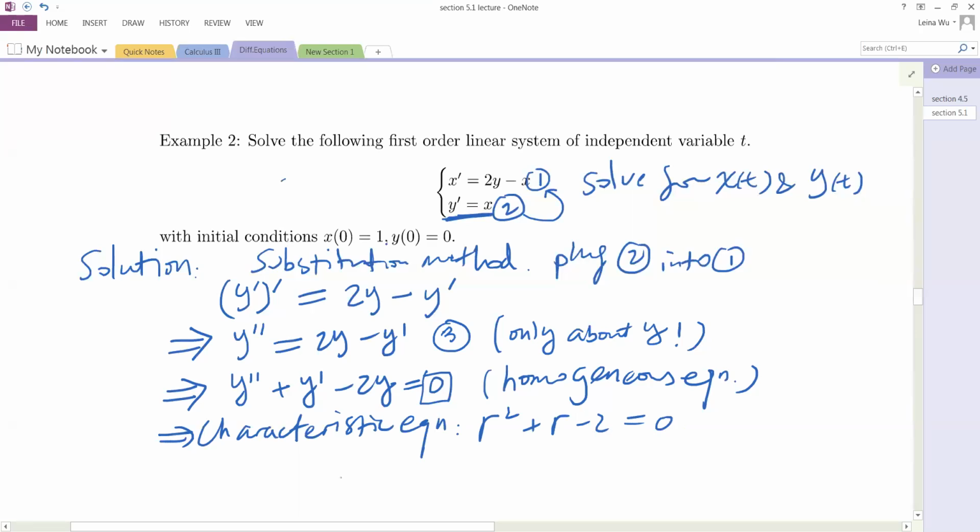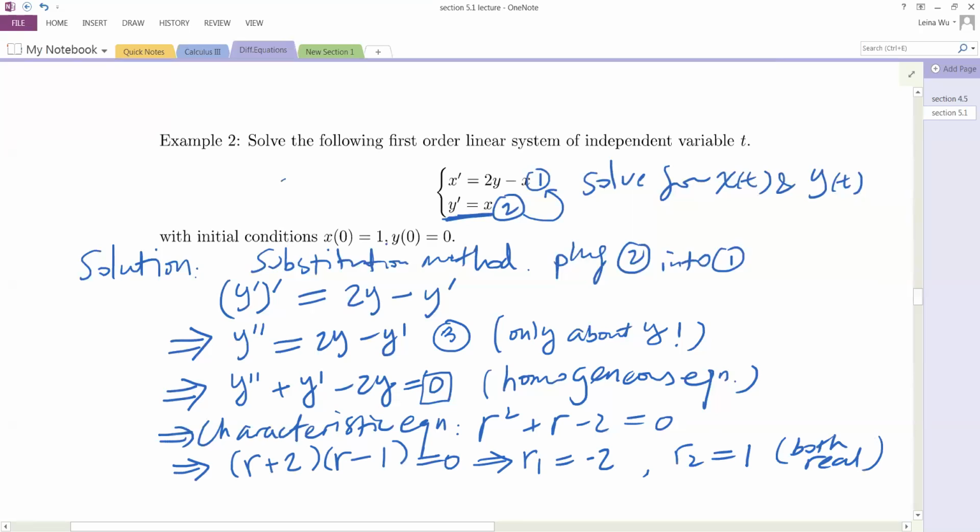Is this easy to solve? Yes. Factorization, right? You can factor it into 2 and 1. We want to have plus r, so plus 2 minus 1. One solution is -2 and the other solution is +1. Both of them are real solutions, right?